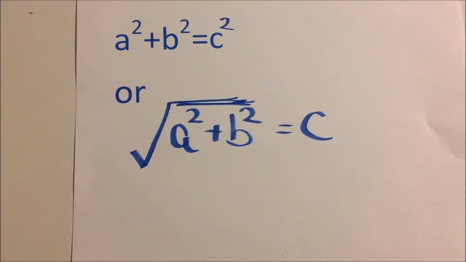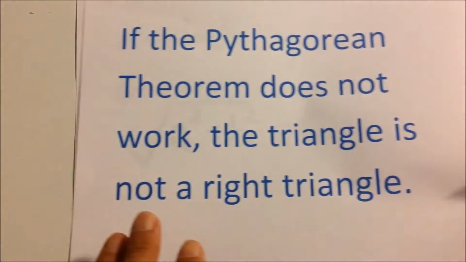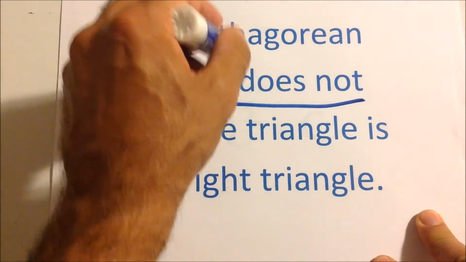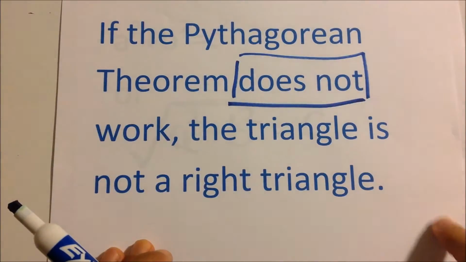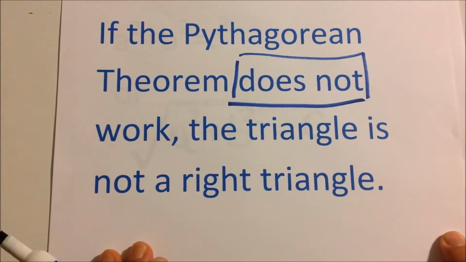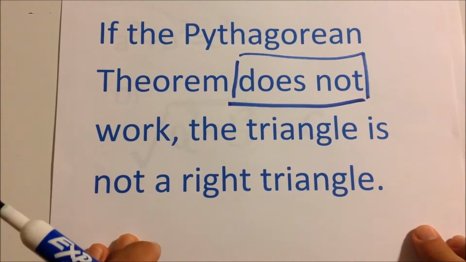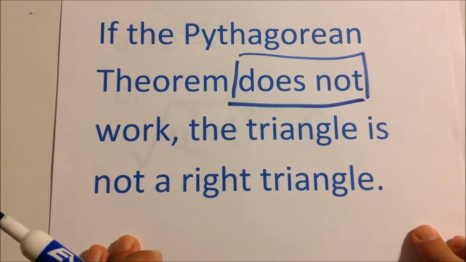Now, one thing we should know when we're doing the Pythagorean theorem, and it's used again when we're working with right triangles: if the Pythagorean theorem does not work, then the triangle is not a right triangle. Or you made a mistake multiplying. So if the Pythagorean theorem does not work, it's not a right triangle.